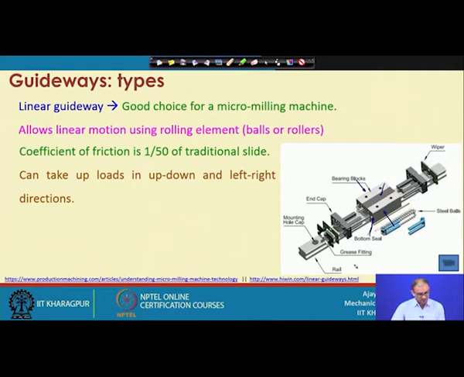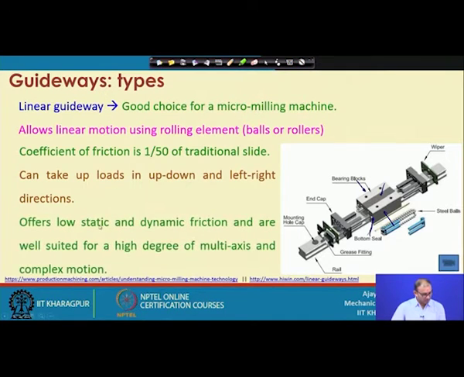That is one of the advantages, because when there is thrust loading and bending force due to the machining process, at that time the guideway should not give any type of deflection or deformation during machining. So, that is a very good advantage of this particular part, and it offers low static and dynamic friction and is well suited for a high degree of multi-axis and complex motion.